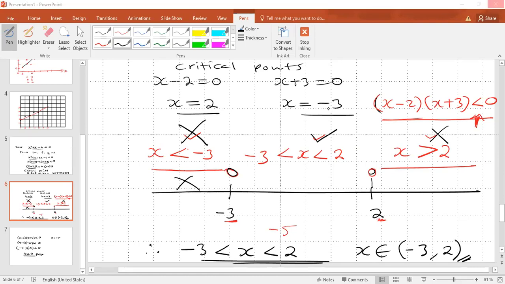Yes, you can use any negative number as long as it is less than the number that you have there.